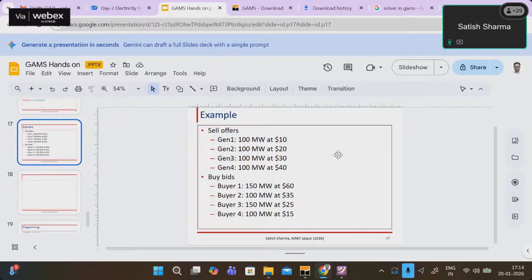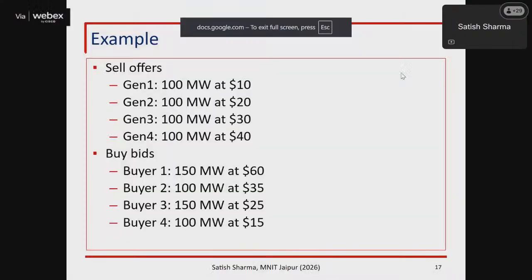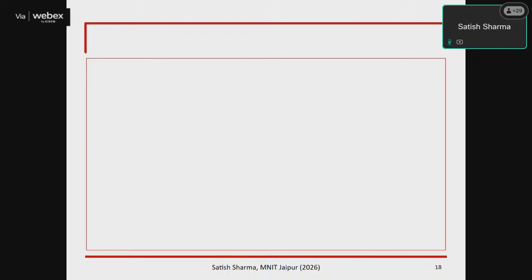So okay, let's solve it. First of all, can somebody remember these? Yes, so there are four generators, each of 100 megawatt. Each generator is basically offering that they can produce 100 megawatt at the rate of 10, 20, 30 and 40 US dollars. And then 150, 100, 150, 100, 60, 35. So I will revisit here. Let me draw it here.